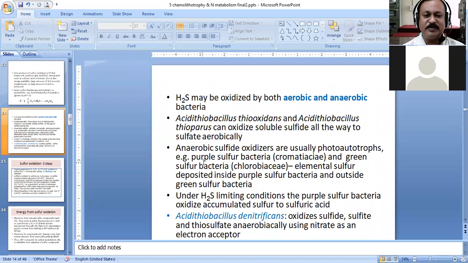And there are some organisms like purple sulfur bacteria and green sulfur bacteria. We have already studied these organisms. They belong to the families Chromatiaceae and Chlorobiaceae respectively. In these organisms, sulfur cannot be further metabolized, and therefore elemental sulfur, in the form of sulfur powder, is generated and deposited either inside the cells or outside the cells. Purple bacteria deposit the sulfur inside the cells, and green sulfur bacteria deposit sulfur outside the cells.